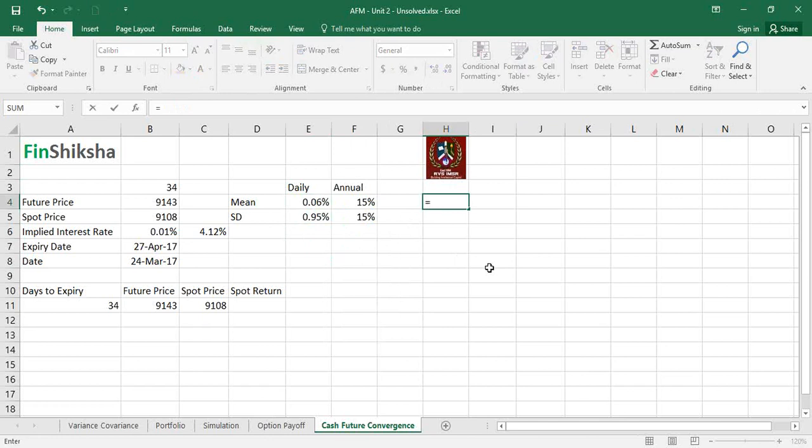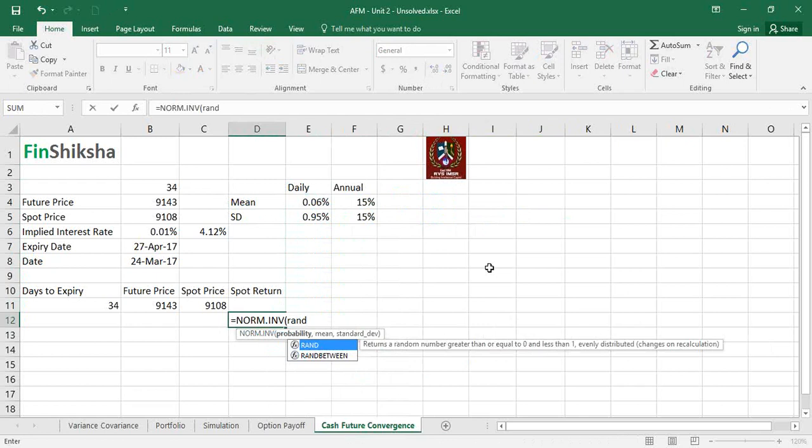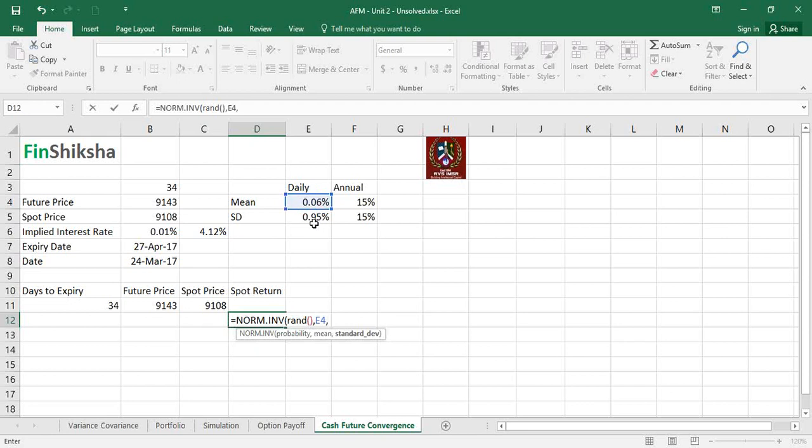I can back calculate and say this plus 1 raised to the power 250 and this minus 1 gives me exactly 15% return, right? That's my mean, that's my standard deviation. Can I anticipate a return using my norm inverse function? Remember, probability has to be a random number. My mean is 0.06. My standard deviation is given here. Close bracket. That's the spot return for the next day.